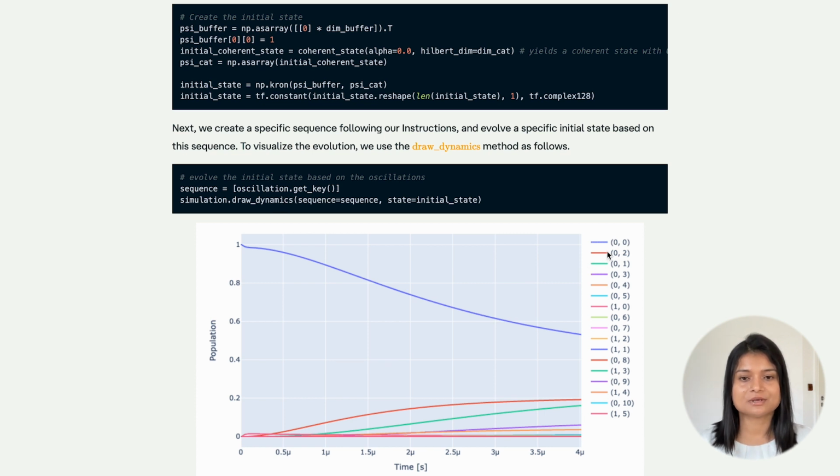So the legend on the right in this plot is arranged in descending order of population from top to bottom, with the first index corresponding to the 3-level buffer and the second index corresponding to the Fock level of the cavity. As expected, the ground state population with the label 00 goes down as a function of time, and the higher Fock states of the cavity start getting populated.